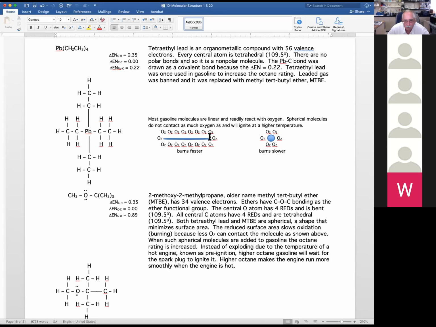Linear molecules burn very rapidly in oxygen. Here's the reason why. You have so many oxygen molecules that can attack that linear molecule. But this is a rather spherical molecule. If you look at lead, you could probably say that it's tetrahedral. So it's getting very spherical. Spherical molecules burn slower. Does that make sense?